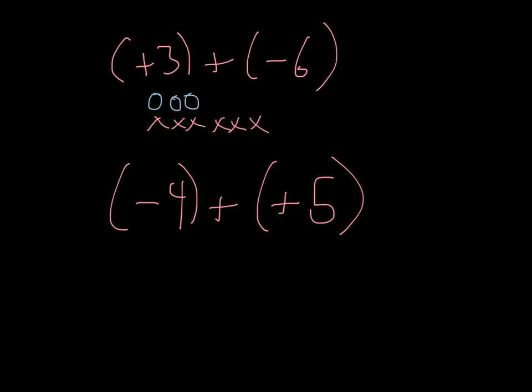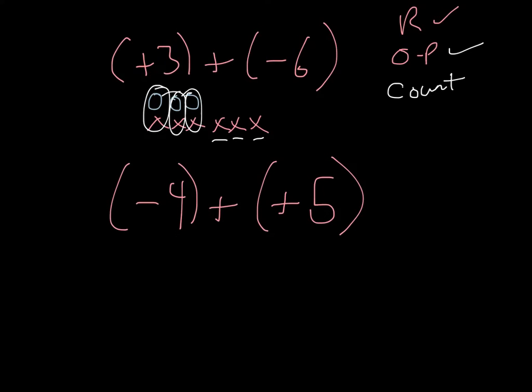After I've represented, so kind of keep a list here. Representing's done. Now I'm going to look for the 0 pairs. Are there any 0 pairs? There are. 1, 2, 3. 0 pairs are out of the way. So that part's done. Now I just count whatever's left over. Okay? So, what's left over? I have 1, 2, 3 of those, but those are negative ones. What's 3 negative ones? It's going to be negative 3. So that's my answer.